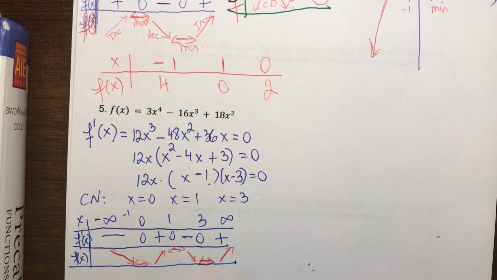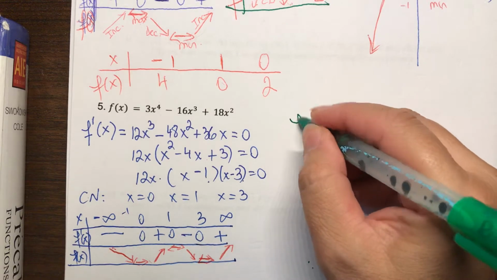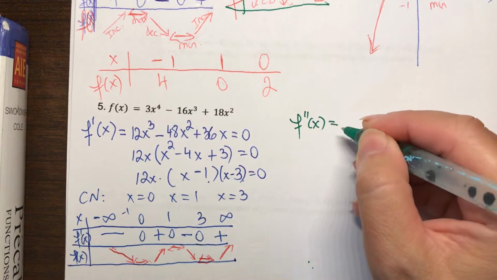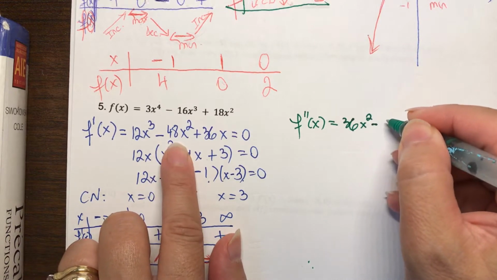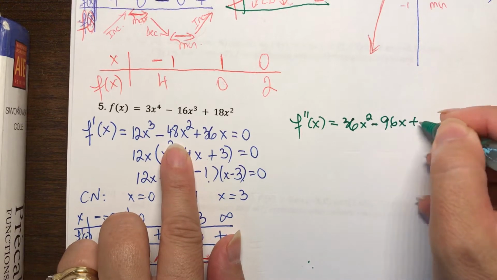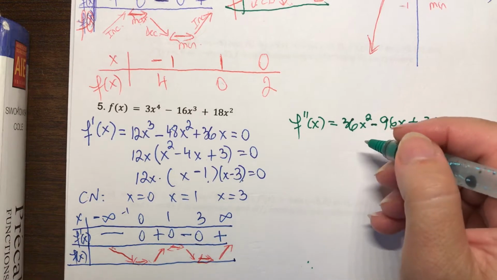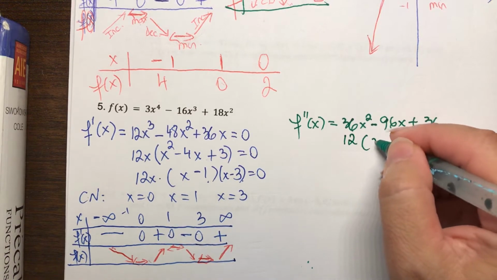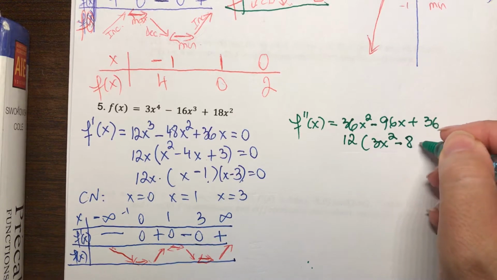So let's see, second derivative. So for now, I have an idea of what the graph looks like, right? Perfect. It's coming to a min at 0, a max at 1, and another min at 3. So let's find the second derivative and see what else we could tell. The second derivative is going to be 36x squared minus 96x plus 36. Okay. Can we factor something? Yes, I can factor out a 12. 12 goes into 96 8 times.